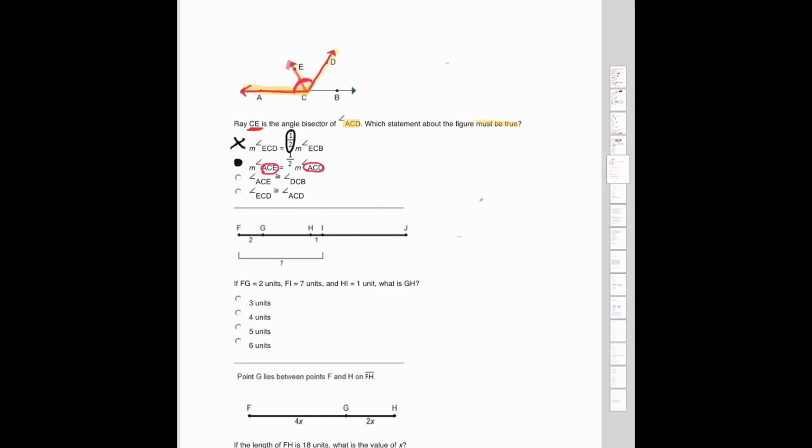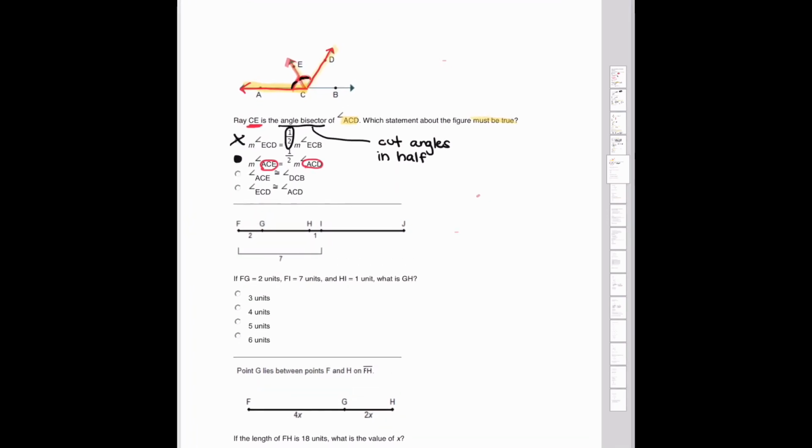Let us remember that angle bisectors cut angles in half. Angle bisectors cut angles in half, thereby making those two angles congruent. Let's look at the next problem.